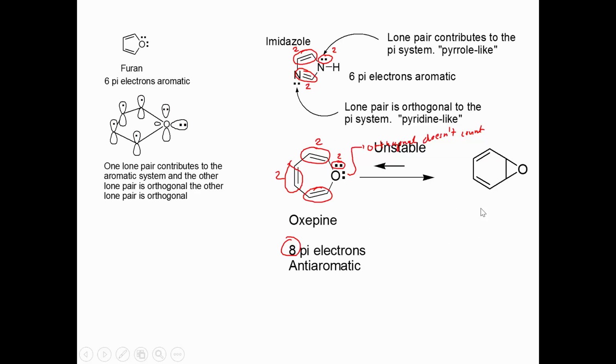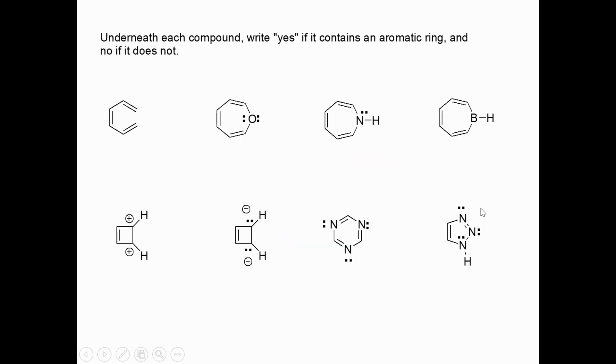Okay. All right, so let's look at a series of compounds. And we're going to write yes if it contains an aromatic ring, and no if it does not contain an aromatic ring. All right, so just to give a reference here, I'll give them letter names: A, B, C, D, E, F, G, and H. All right, so the first one here is 1,3,5-hexatriene, and we know that that's not aromatic.